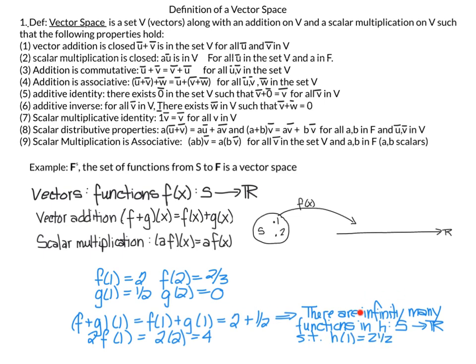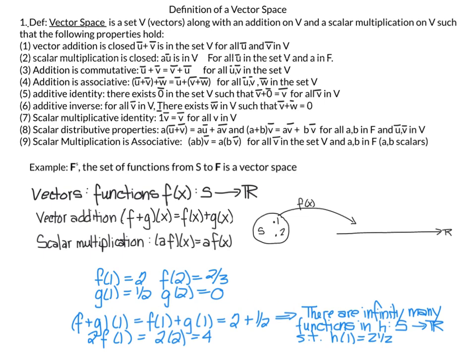The reason why there are infinitely many is because now that we've mapped h of 1, h also has to map the number 2, and there are infinitely many ways to do that. So the infinite number of ways to map 2, and then we map h of 1 to 2 1/2. That is what tells us that this f plus g, for this example where f plus g maps 1 to 2 1/2, is closed when we add the two functions f and g of 1.